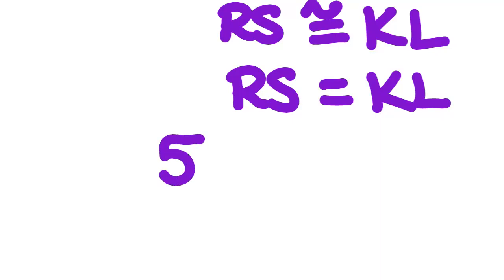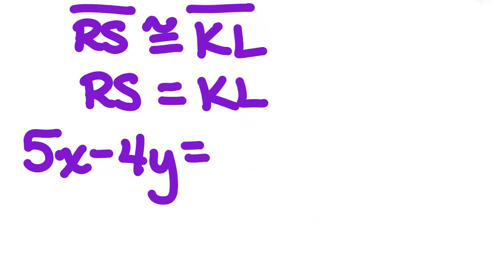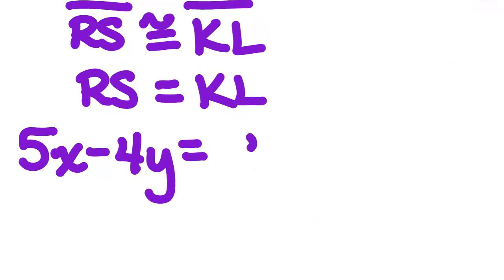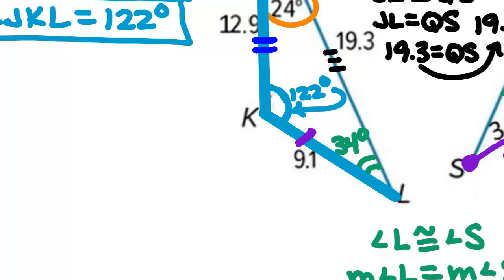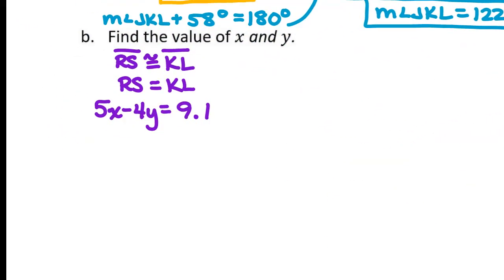RS is 5x minus 4y. How big is KL? It is 9.1 right here. Do I have enough information right now to be able to solve for X and to have just a number as my final answer? No. What do I still need? I need to have what if I'm going to get X all by itself?